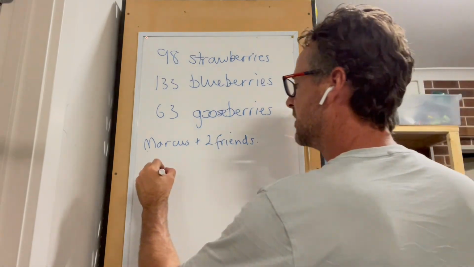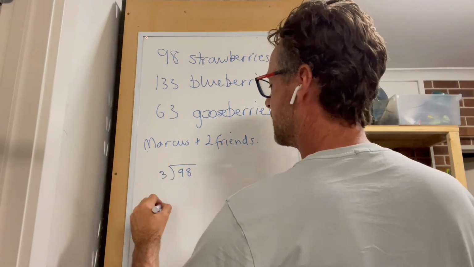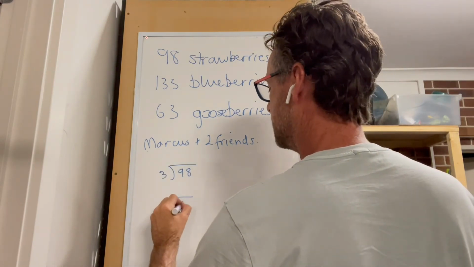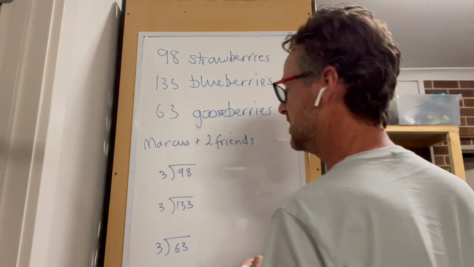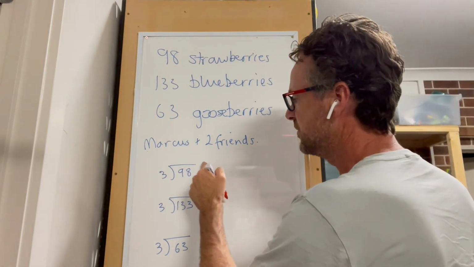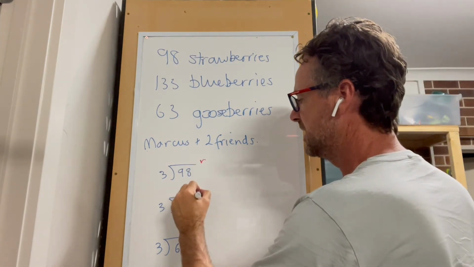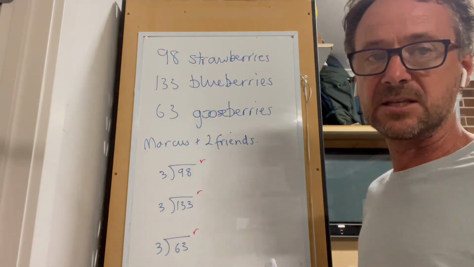So you're going to go 3 into 98, 3 into 133, and 3 into 63. And then it's going to ask you how many remainders are left. So when you do the division, you're going to end up with a remainder at the end of it, okay? Now, we don't know if you're going to have a remainder, but that's the one we're looking for.